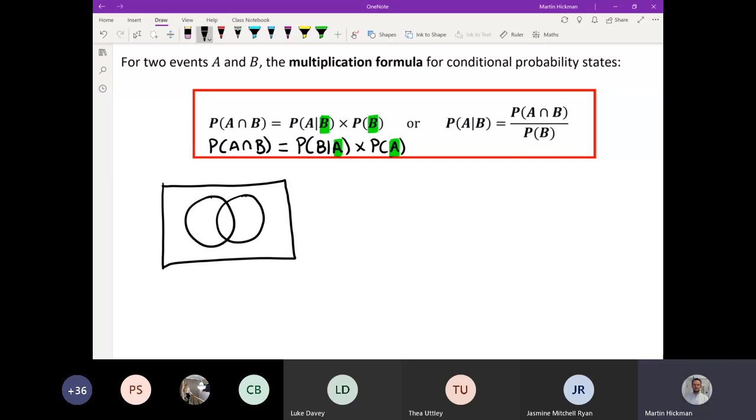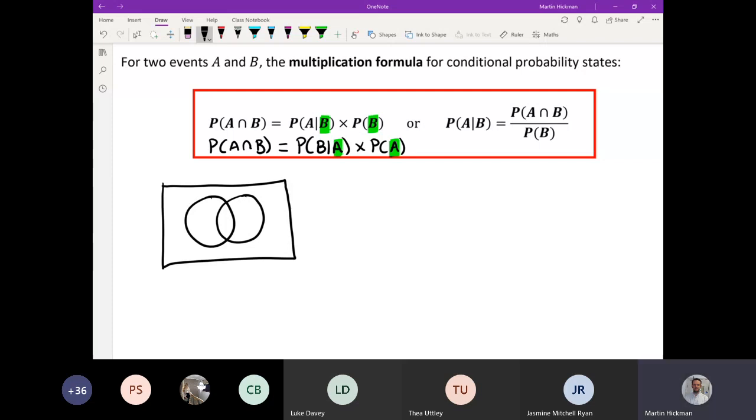So to do this, use the new formula that we've got. The probability of L and R equals the probability of L given R times the probability of R. So just multiply 0.45 by the 0.22, and we get 0.099.